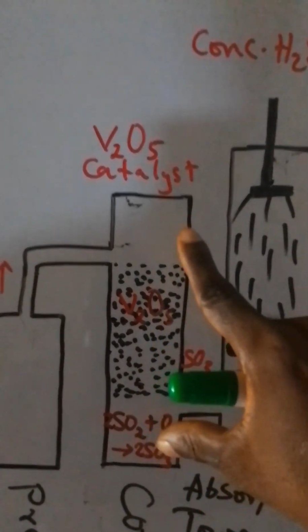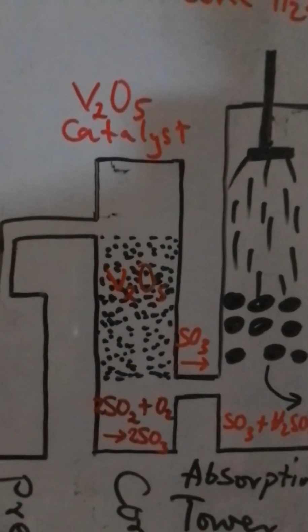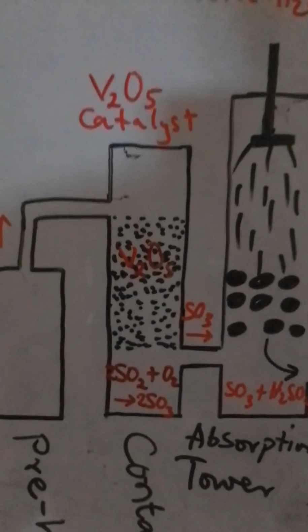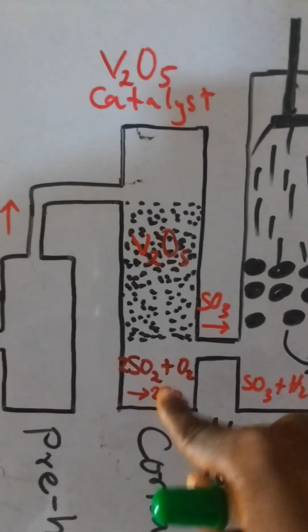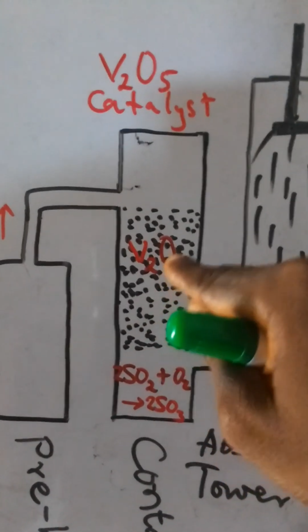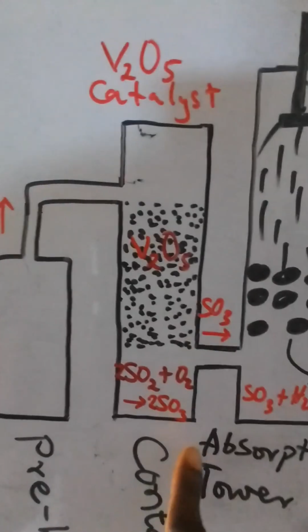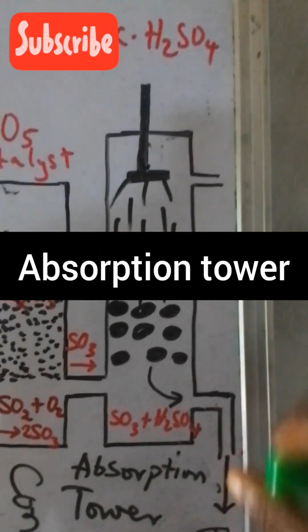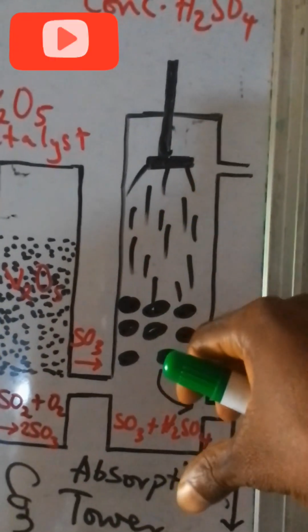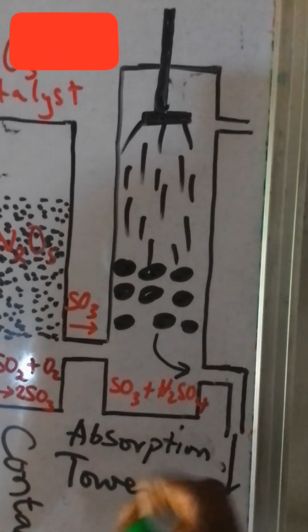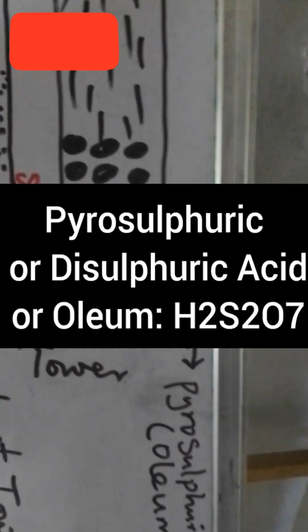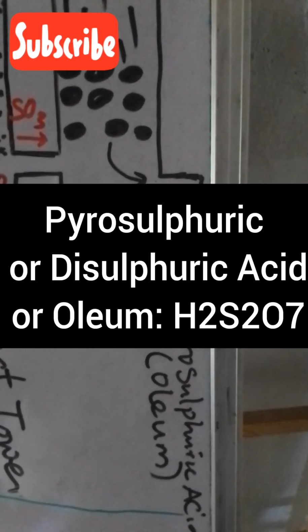In fact, this chamber is very instrumental to the contact process because this is where the real contact happens. The process is called contact because this is where sulfur 4 oxide, in contact with vanadium pentoxide catalyst, reacts with oxygen to form sulfur 6 oxide. Now, this sulfur 6 oxide enters the last chamber, known as the absorption tower. This is where concentrated sulfuric acid is sprinkled, and it absorbs the sulfur 6 oxide to form a compound known as pyrosulfuric acid, or disulfuric acid, or oleum.